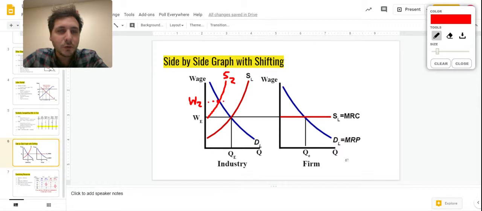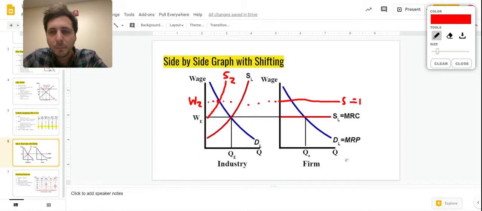Now I'm going to dash this over very carefully and very poorly. And there we go. And now this is actually going to become our new supply equals MRC. I'm just going to put M and then an R. There we go. And then a C and then 2. Okay, now that this happened, what's going to occur? Well, first, remember, if wage changes over here, then it's going to shift the curve in the same direction. So if wage is going up, then supply is going up in the individual firm.